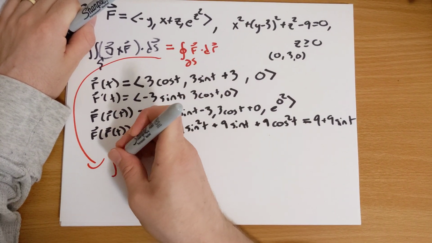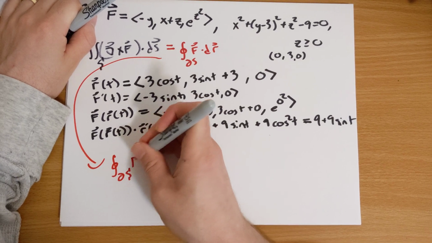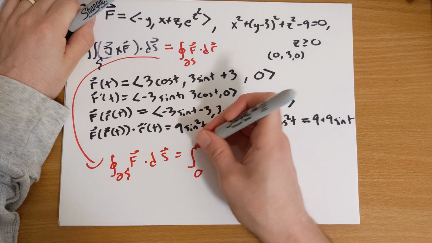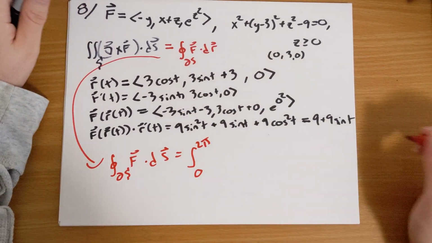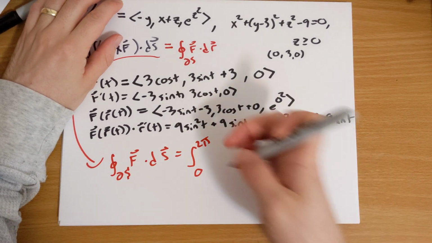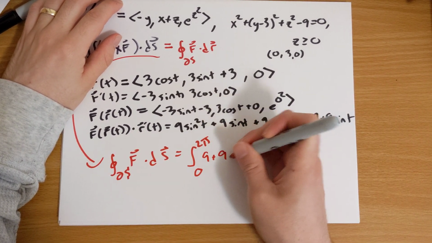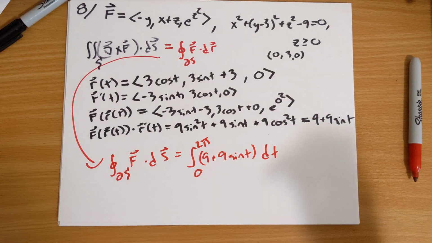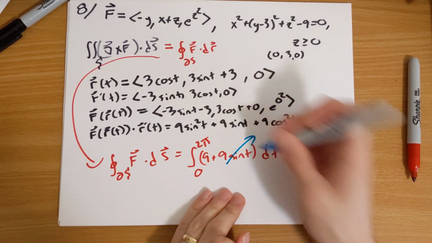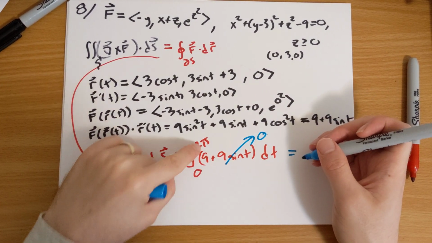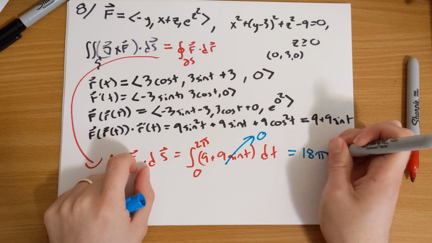So then to finish off our integral here, this integral is equal to the integral from 0 to 2 pi, that's the bounds in our parameterization, of f of r of t dot product r prime of t, 9 plus 9 sine t dt. And the integral of the 9 sine t term will be 0. So then we're just left with 9 times 2 pi, which is 18 pi.